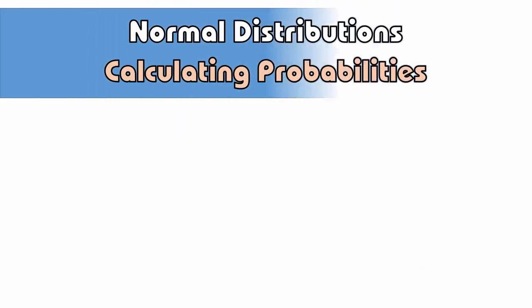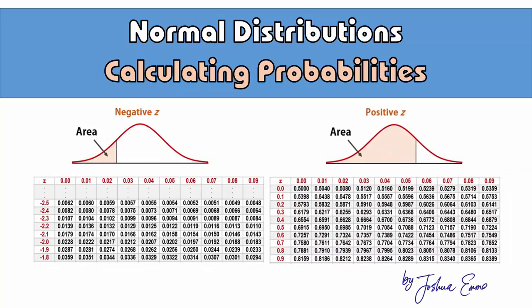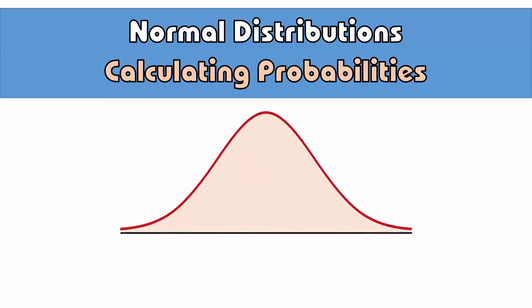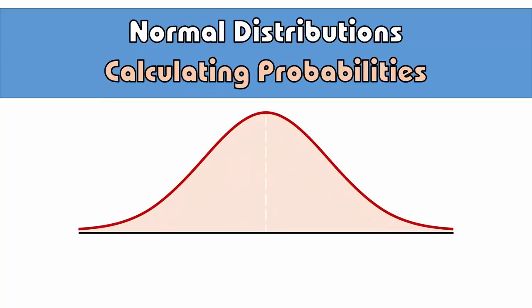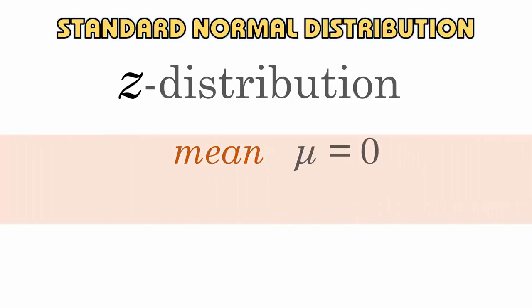Welcome. In this video, I'll be showing how to use the standard normal tables to calculate probabilities in a normal distribution. A normal distribution is a symmetric, bell-shaped distribution where the area under the normal curve is 1 or 100%. The standard normal distribution, or what is also called the Z distribution, is a special normal distribution with a mean mu of 0 and a standard deviation sigma of 1.